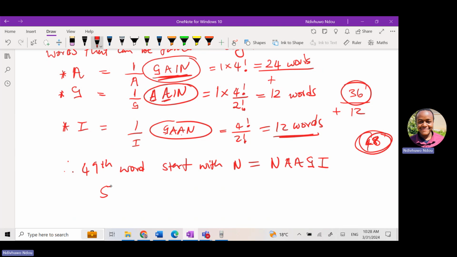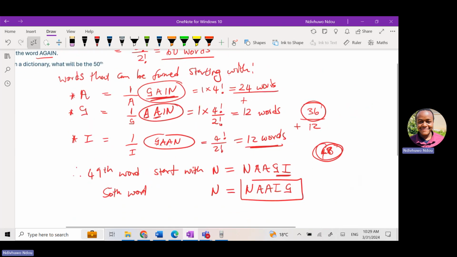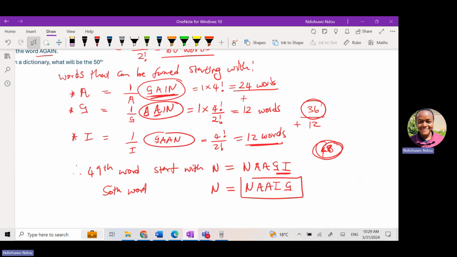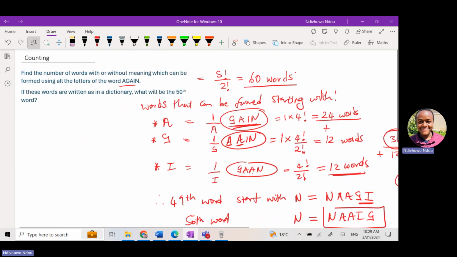Then the 50th word, obviously starting with N, will be N, A, A. Then what will happen here? We're going to just swap there, and we say I, G. So this will be the 50th word.